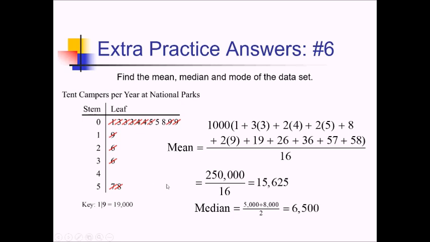Now for the mode, that's the item that appears the most, and it looks like we've got 3 of these 3s. You can figure out the mode just by looking at what we wrote here. We had 3 3s, and we had no more than 2 of anything else. So it looks like the 3,000 then is going to be our mode.